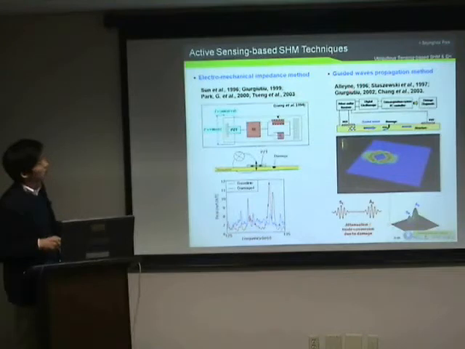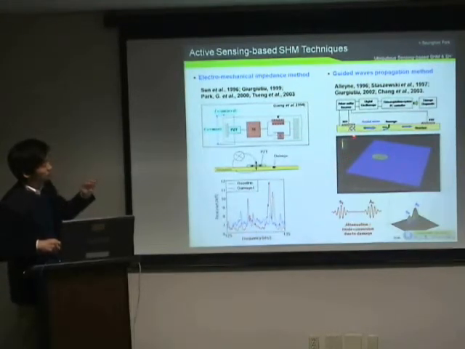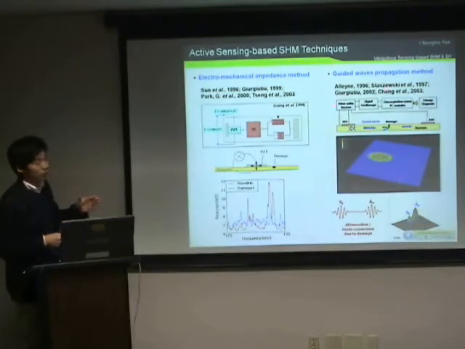The other way, as for the guided wave propagation method, as you can see here, we can guide some elastic wave, such as Lamb wave or Rayleigh wave, propagating into a structure. Then if damage occurs on the wave path, some wave modes are reflected or scattered here, so we can detect structural damage on the wave path by using wave attenuation or mode conversion effects due to damage.